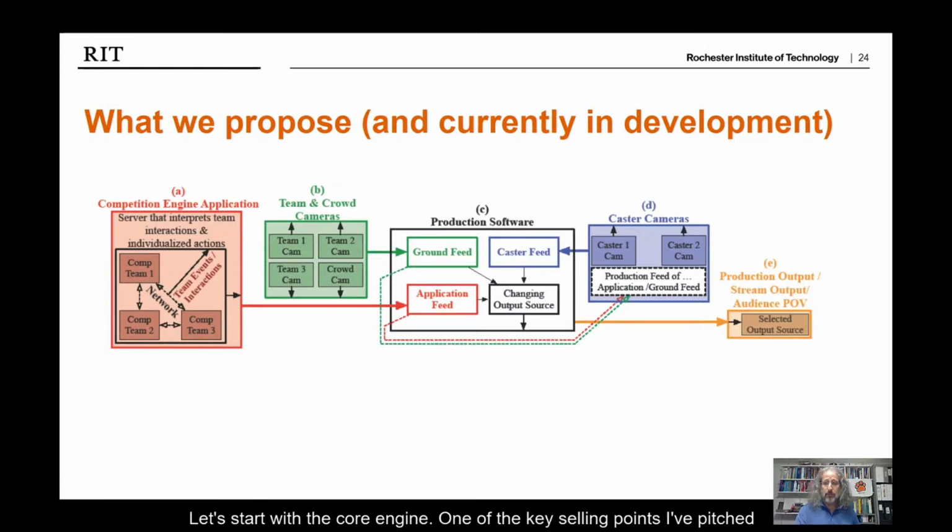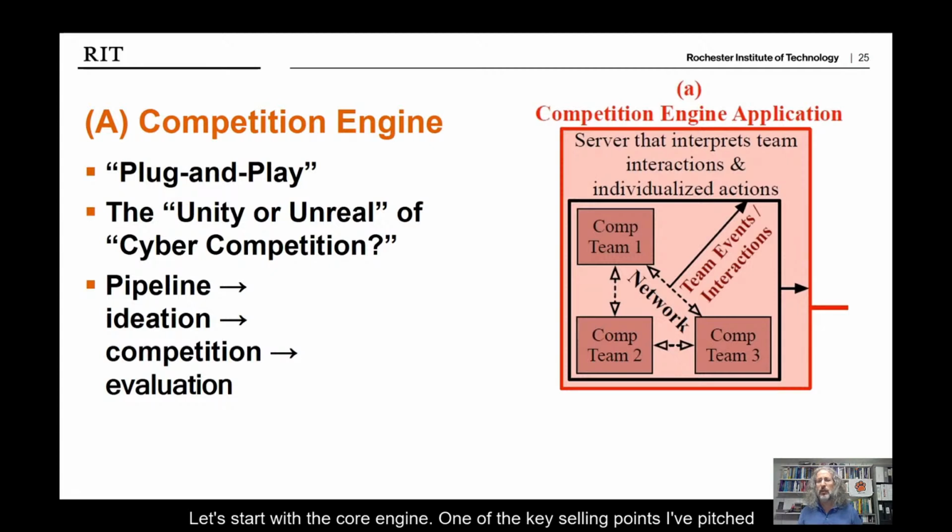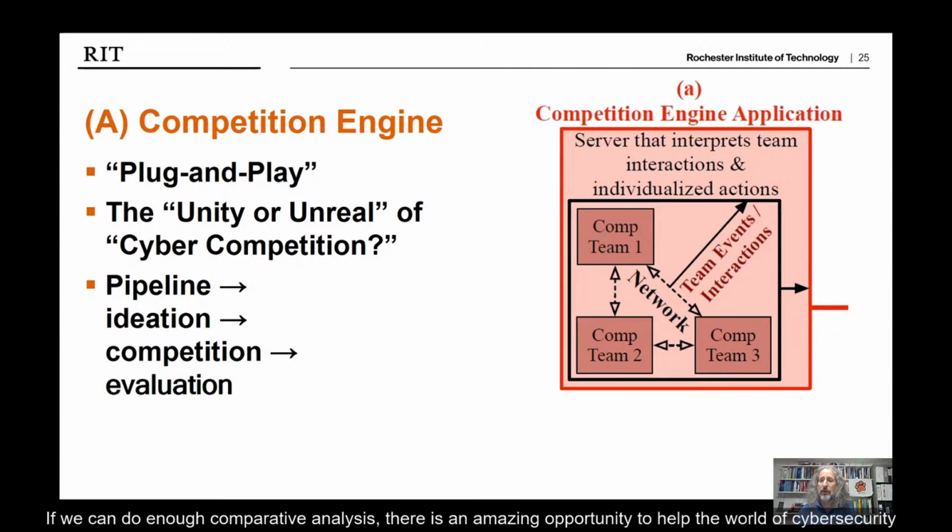Let's start with the core engine. One of the key selling points I've pitched to my game students is my own one-liner. Can we build the Unity or Unreal for cybersecurity competitions? If we can do enough comparative analysis, there's an amazing opportunity to help the world of cybersecurity simply by making better game design tools. Add in machine learning and advanced analytics, this engine would likely extend not just into the game and spectator experience, but into improving the pedagogy incorporated into the competitions themselves.